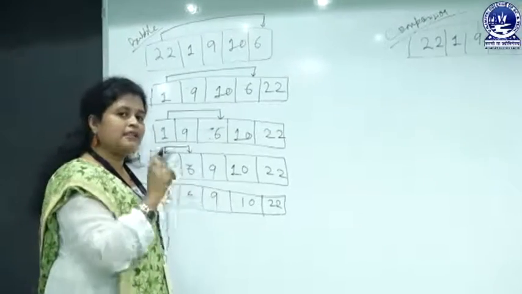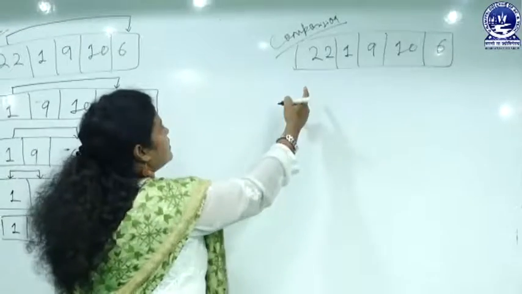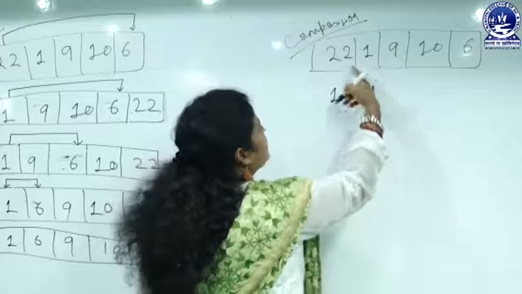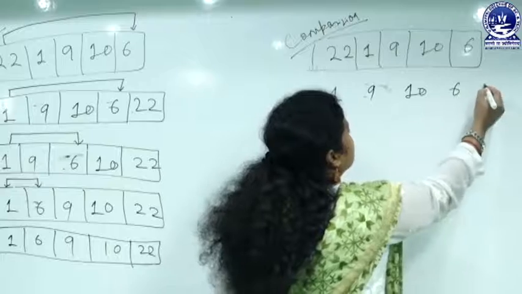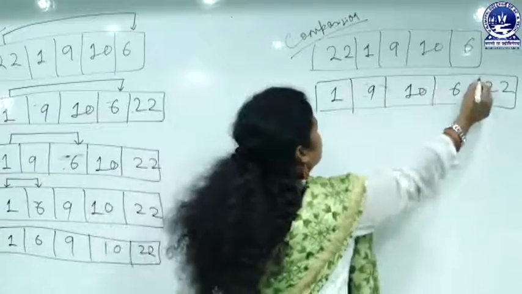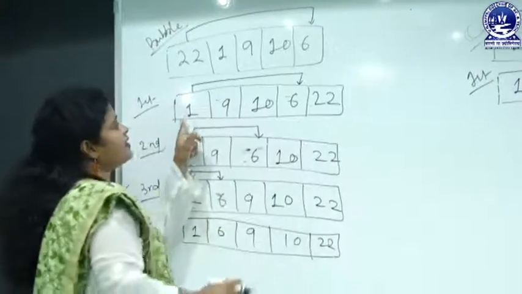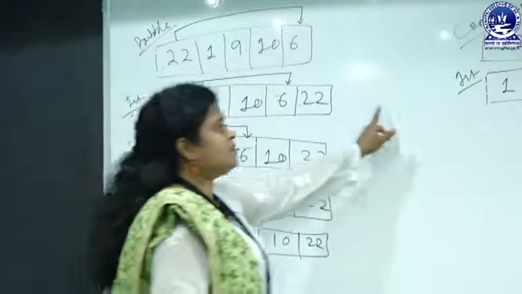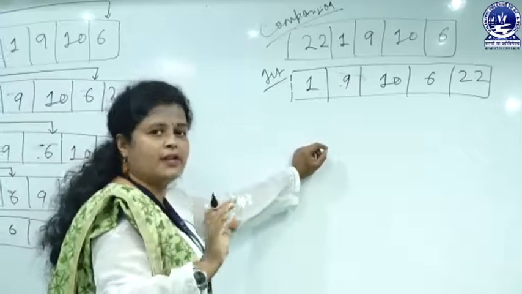Now I am explaining the same one using comparison sort. In comparison sort, what is happening? 22 with 1, 1 will come here, 22, then 22 with 9, then 22 with 10, 10 will come here, 22 with 6, 6 will come here, then at the end 22. This is after the first iteration, and you may see clearly that after the first iteration of bubble sort the list looks like this, and after the first iteration of comparison sort the list looks exactly similar, there is no difference.